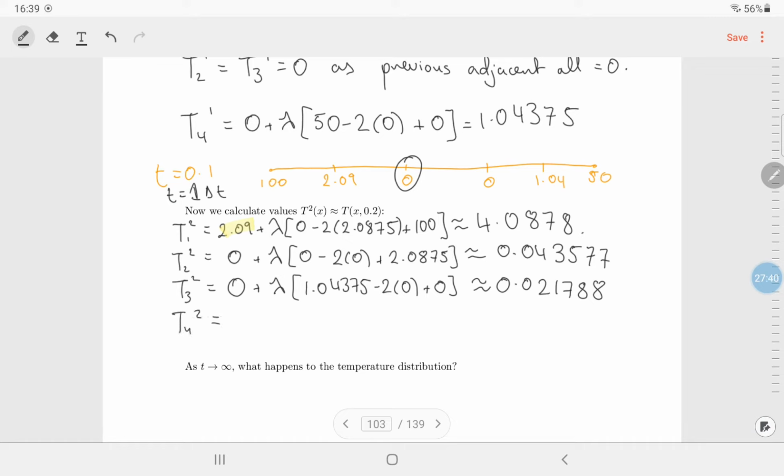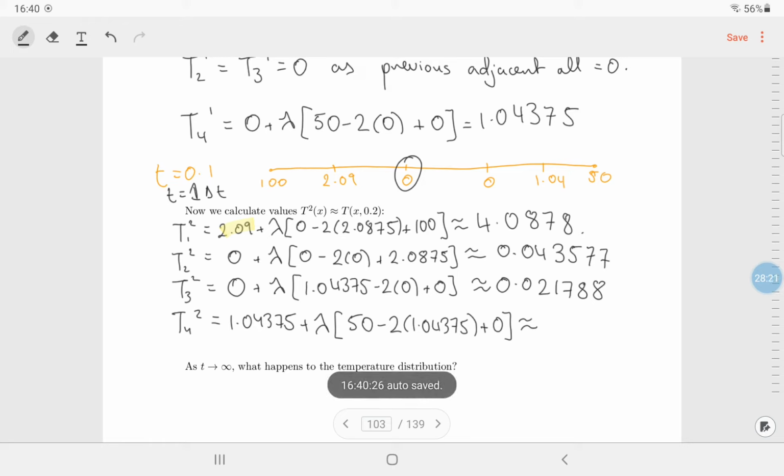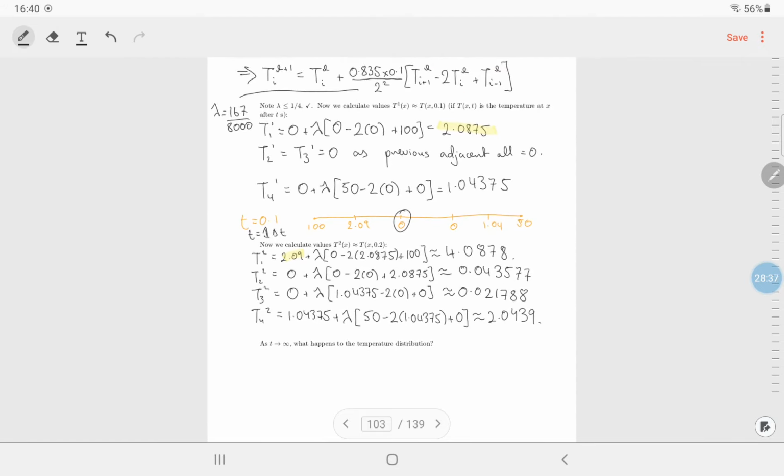And now we'll do T4, 2. So this one we should expect to be something like 2.04. We don't expect it to increase as much as it did last time. So it's the previous temperature, 1.04375 plus lambda, which is 167 over 8,000. The next temperature over is 50 minus twice the current temperature, which is this 1.04375 plus the previous temperature. Now we always use the previous time. So in VBA, you have to use old variables. Let's calculate this. I get 1.04375. I'm going to put that in as an answer. So answer plus 167 over 8,000 times 50 minus twice answer. And I get 2.0439. And as expected, the temperature increase was slightly smaller. So you wouldn't do much more than that by hand.